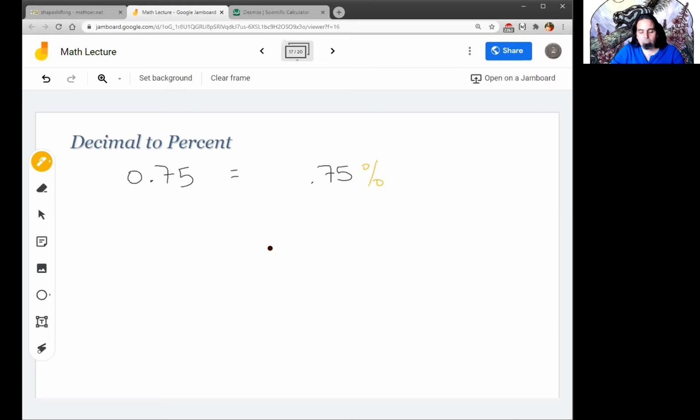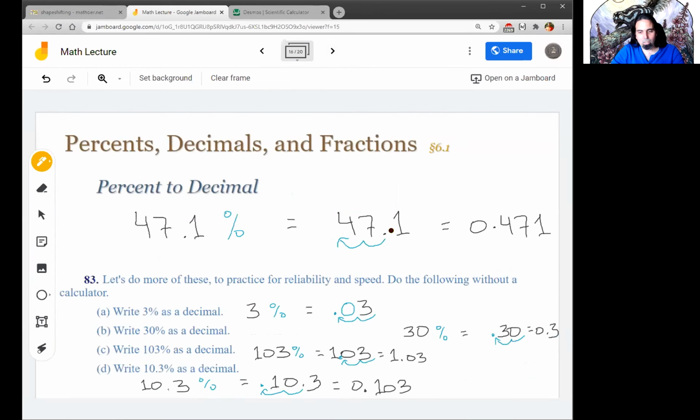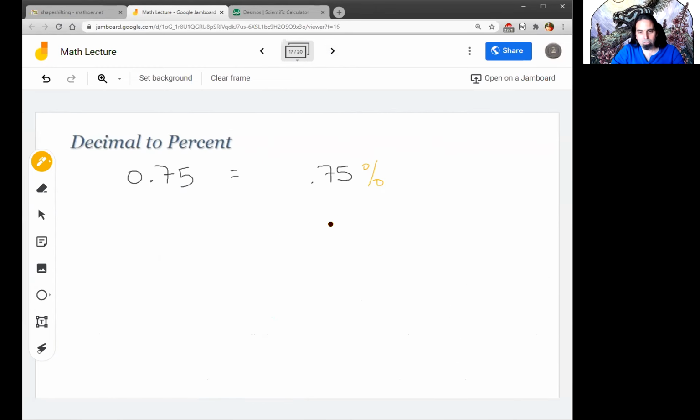So what's the easiest of these to do the opposite of? Move your decimal the other way. Decimal, the second one again, right? So instead of 2 scoots to the left, I am undoing with 2 scoots to the right. And I'm getting 75%. Does that make sense?